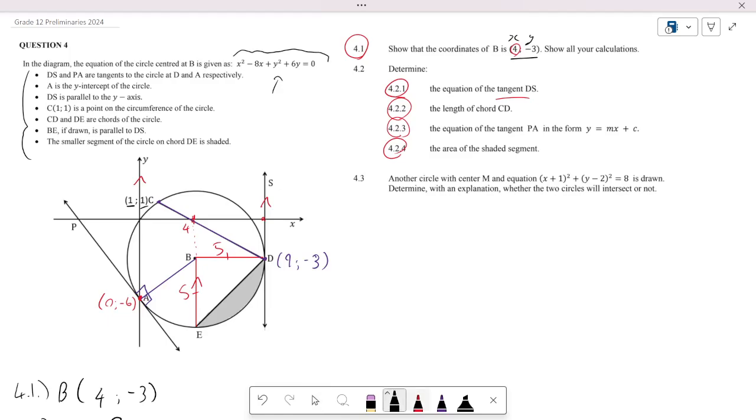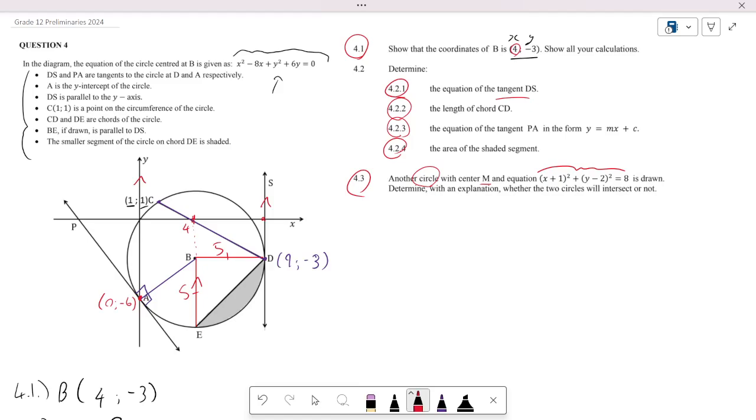So now for 4.3, we have the following. We have another circle with the center M and equation over here, which is going to be x plus 1 all squared plus y minus 2 all squared equals to 8 is drawn. Now we need to determine with an explanation whether the two circles will intersect or if they won't intersect.